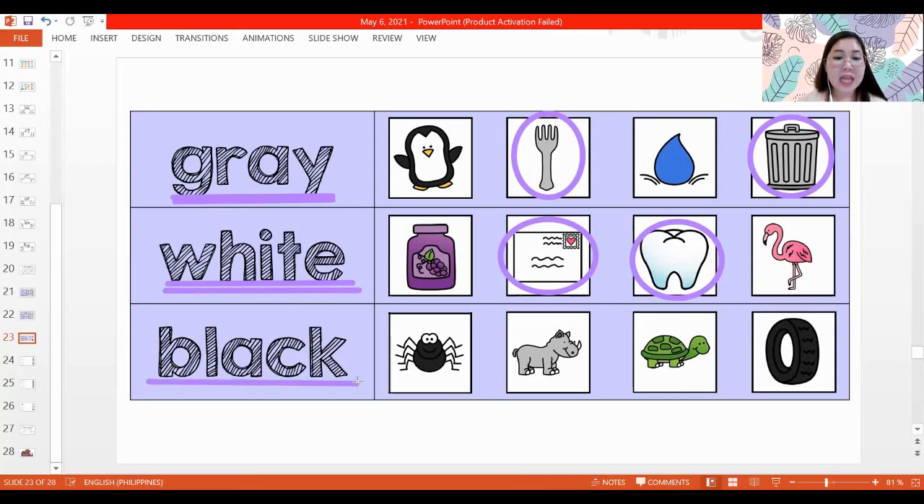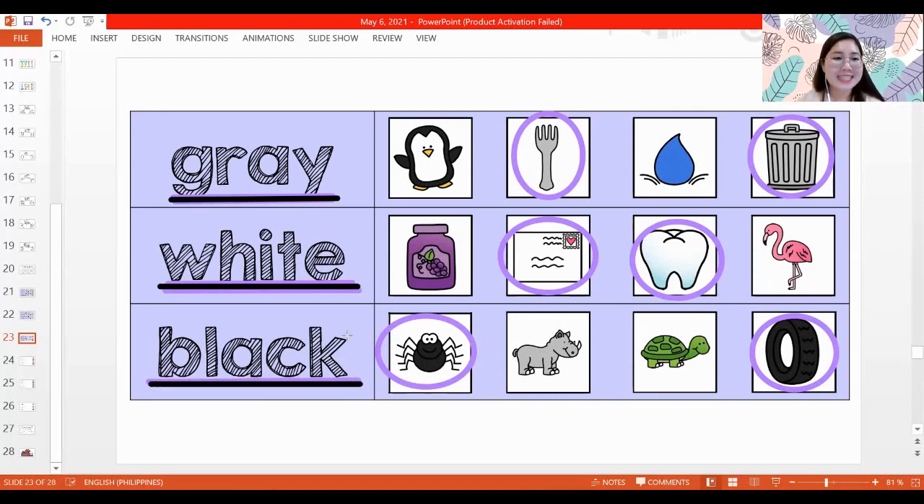And the last color that we have is B-L-A-C-K that reads black. Very nice. B-L-A-C-K is black. Black like our spider and also the tires. They are color black. So let's read our color words again. We have the word gray, white, and black. Very nice.